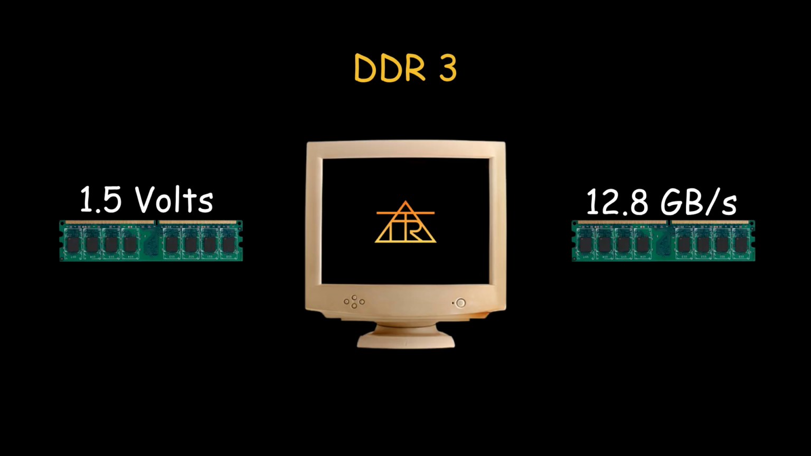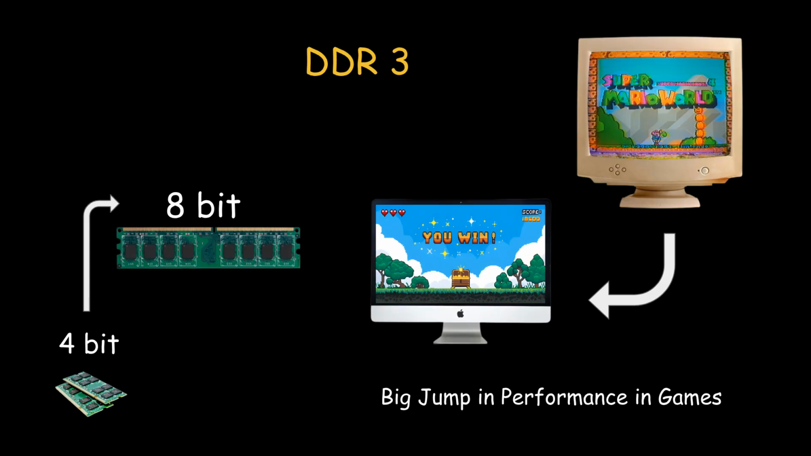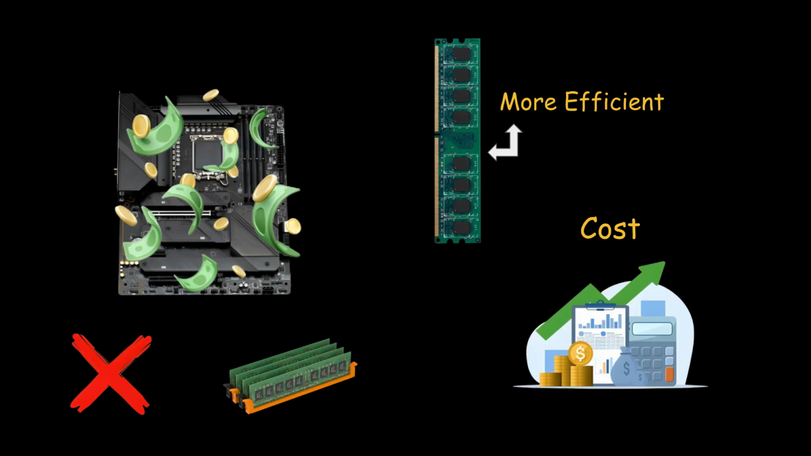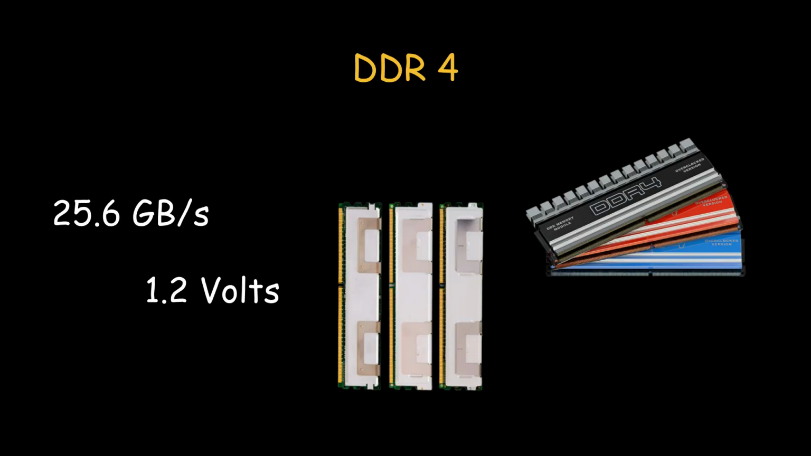In 2007, DDR3 arrived, pushing speeds to 12.8 gigabytes per second and reducing voltage to 1.5 volts. This resulted in less power strain and longer battery life for portable devices. DDR3 further expanded the prefetch buffer to 8-bit, improving efficiency and reducing the risk of overheating. This delivered a big jump in performance for late 2000s games. Although more efficient, DDR3 required new motherboards due to an incompatible pin layout with DDR2, adding to the upgrade cost.